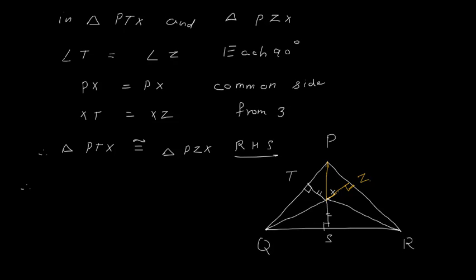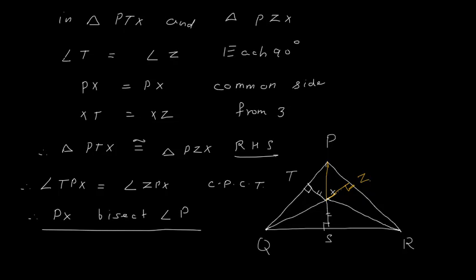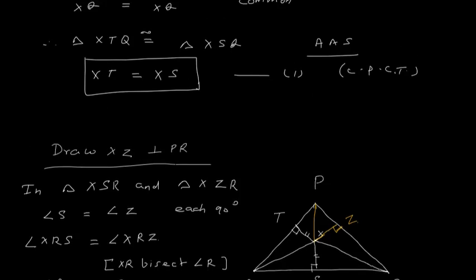Therefore corresponding part, that is angle TPX, is equal to angle ZPX. This is corresponding part of congruent triangles. So therefore this PX bisects angle P. So PX bisects angle P. Done. So this first question we have done.